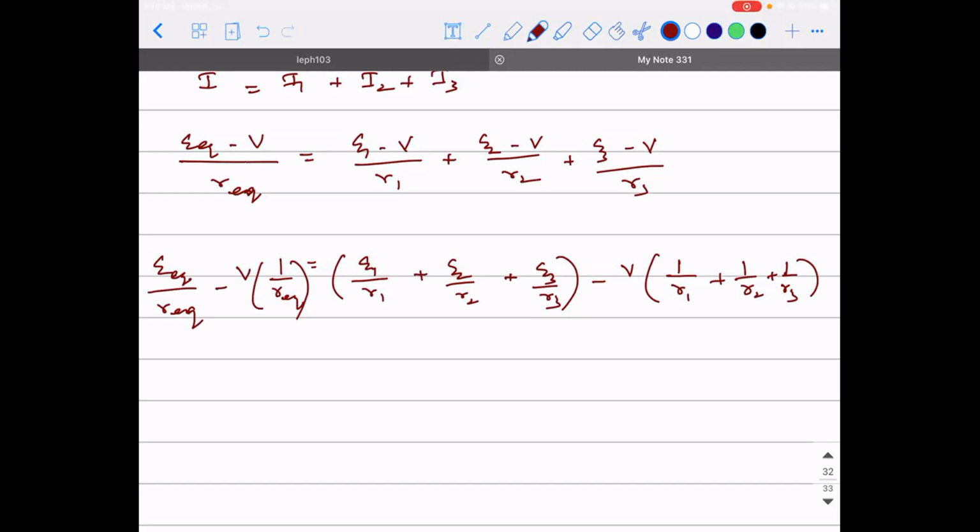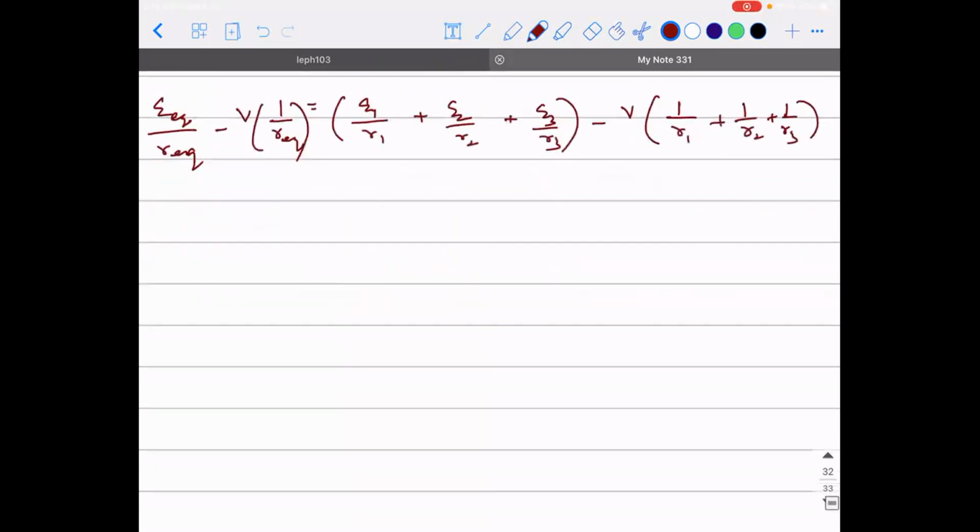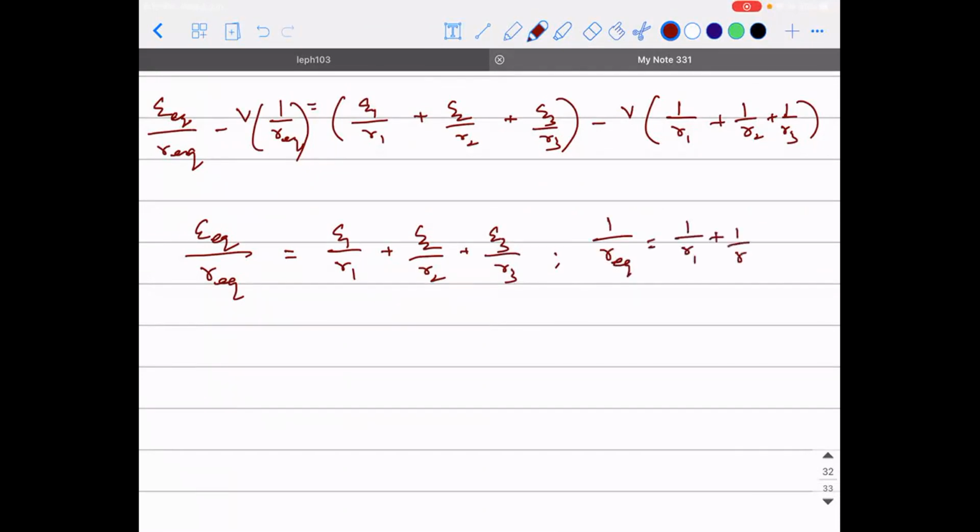Okay. When I do this mathematical rearrangement, can I say E equivalent divided by R equivalent is the same as E1 by R1 plus E2 by R2 plus E3 by R3? And what is the value of 1 by R equivalent? It's nothing but 1 by R1 plus 1 by R2 plus 1 by R3. If you observe, is this formula not similar to the resistors in parallel? Not similar, it is the same thing, right?